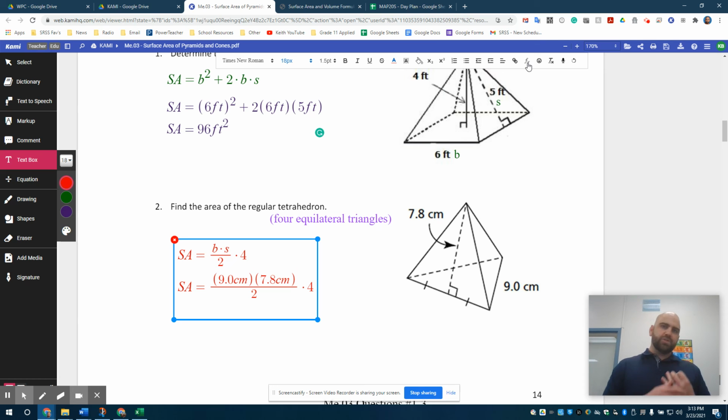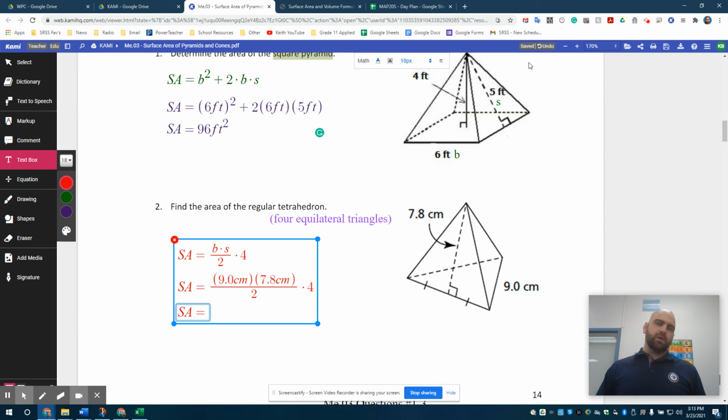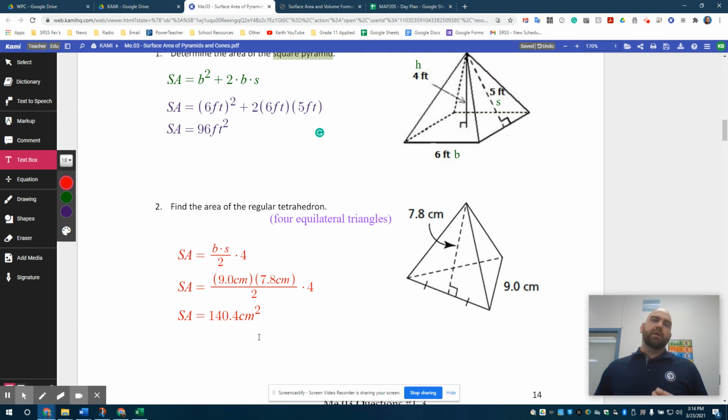I like to put that in there just to remind us that we're actually multiplying it by 4 because there are 4 sides. So it's not just following an equation, we're actually understanding that there are 4 triangles, so we find one triangle and multiply by 4. 9 times 7.8 divided by 2 is 35.1, times 4, and our surface area is 140.4 centimeters squared. That would be the area of our regular tetrahedron. If we only had to find the lateral area, we would just multiply it by 3 because there are 3 triangles around the sides and 1 on the base.